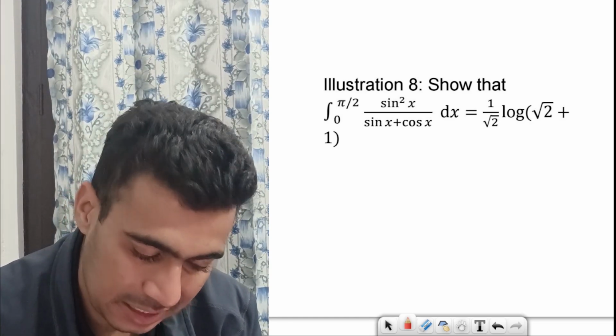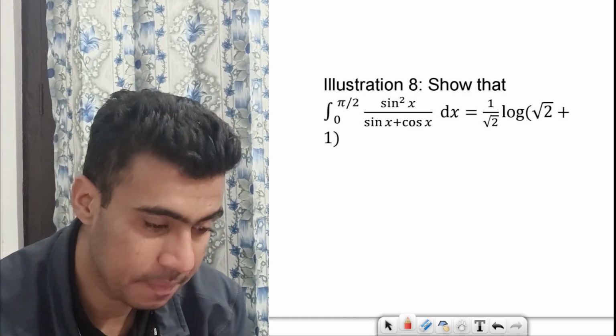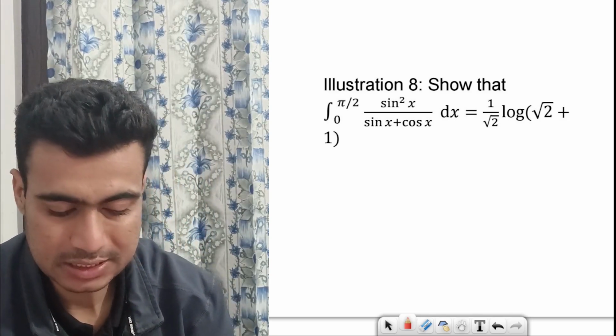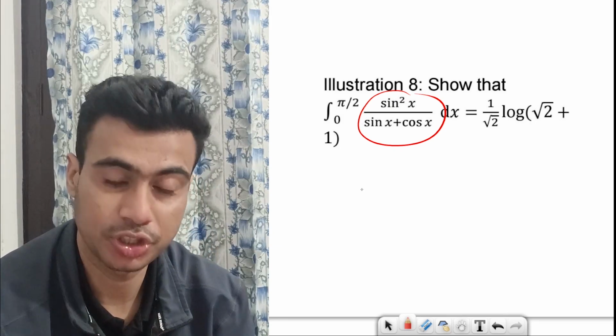Now let's come to illustration number 8. Here you have to show that the integral from 0 to pi by 2 of sin square x over sin x plus cos x, all this you have to prove as 1 by root 2 log of (root 2 plus 1). Fine, now first of all try to understand this expression written over here.